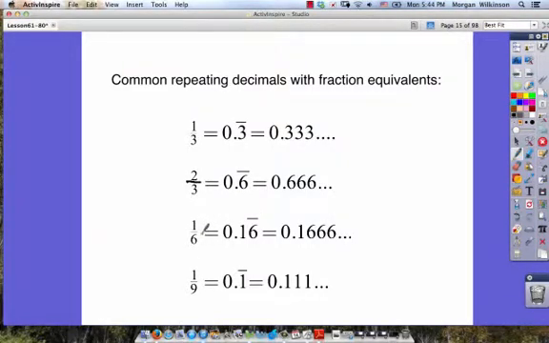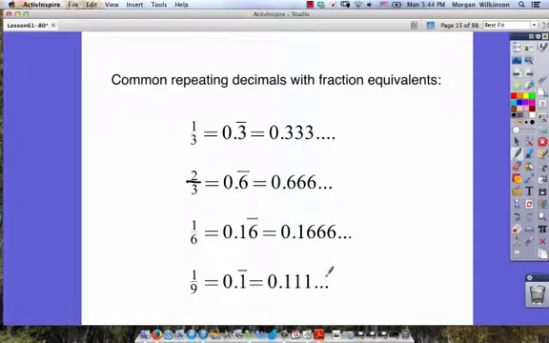1/6, you might not remember that one. If you don't, that's okay. Let's make sure we get all 4 of these in our notes. 1/6 is 0.16 repeating, and only the 6 repeats. Our repetend bar is only above the 6, so 0.1666. And 1/9 is equal to 0.1 repeating, so 0.111.